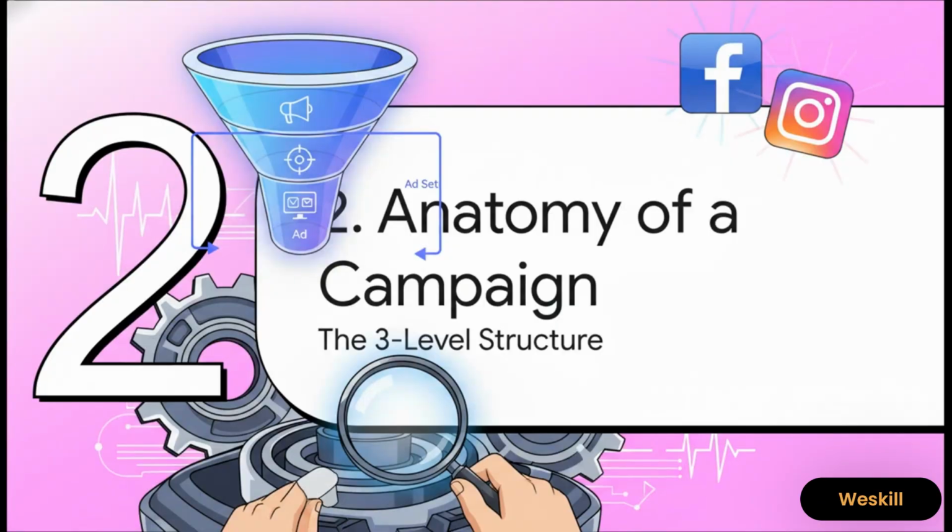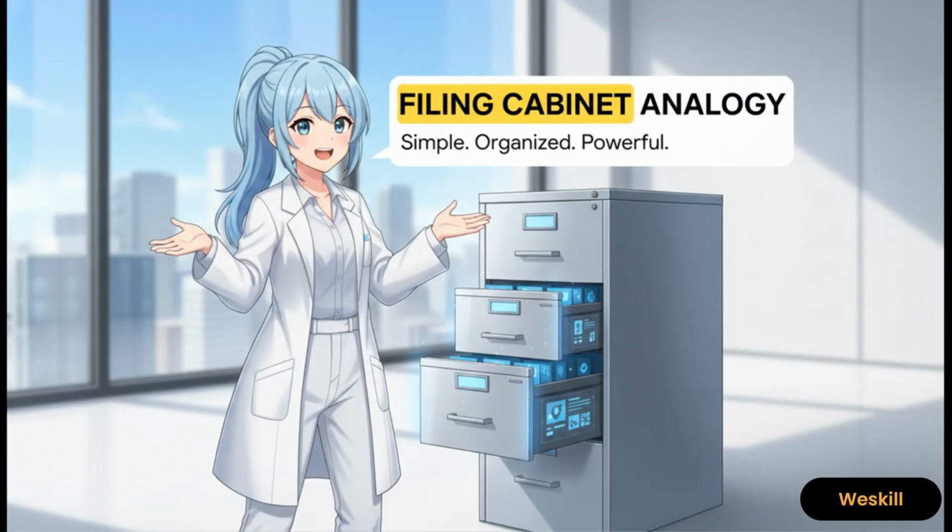Now let's look under the hood. All ad campaigns on Meta, which is just the company that owns Facebook and Instagram, they all follow the exact same 3-level structure. Once you get this, I promise everything else just clicks into place. And the absolute easiest way to picture this in your head is to think of a filing cabinet. It's a super simple analogy, but it perfectly explains how everything is organized.